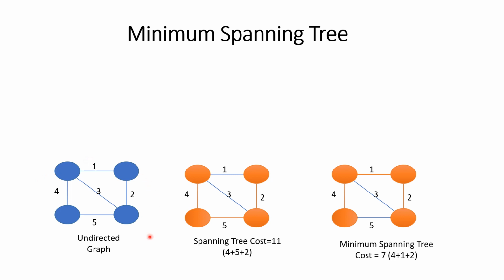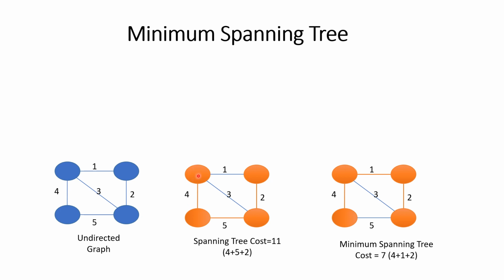Now consider this is the given undirected graph. We have four vertices here and five edges. So 1, 2, 3, 4, 5 edges. Every edge has a cost. Now we are going to build a spanning tree such that the cost is minimum. So here in this orange color, you can see that we have all the four vertices, because minimum spanning tree means we have to consider all the vertices and it should be connected with minimum cost edges.